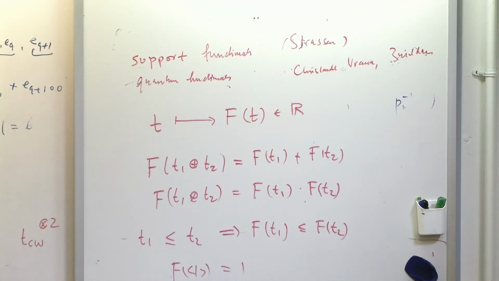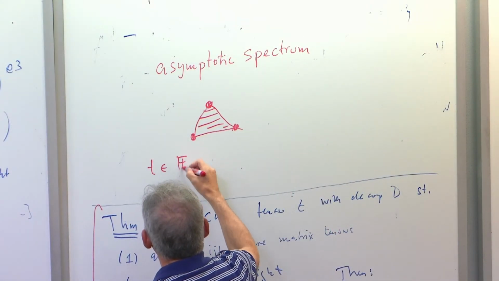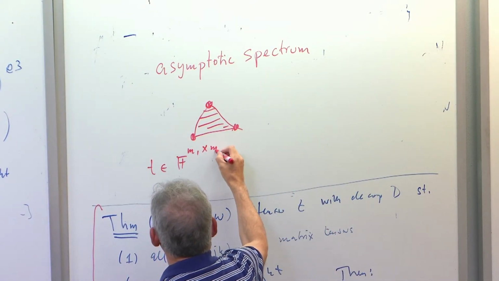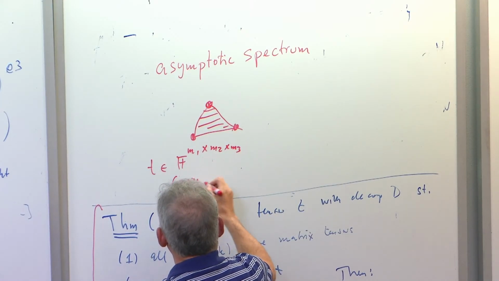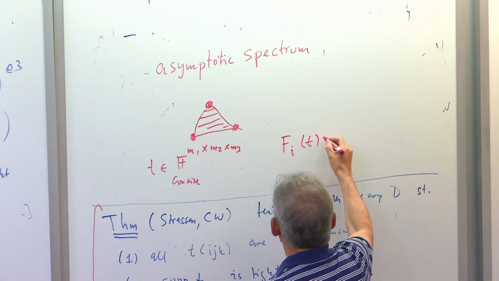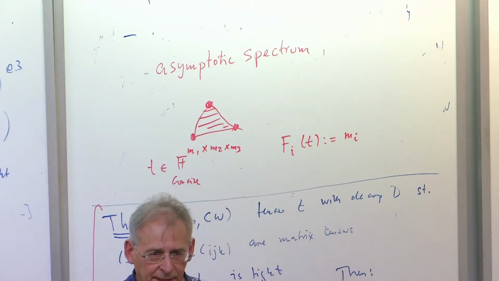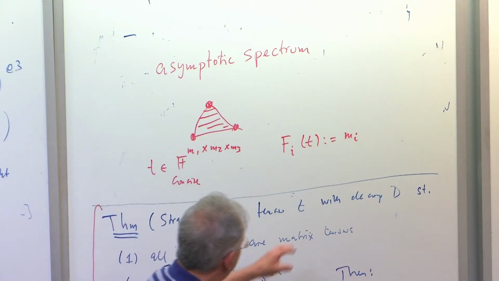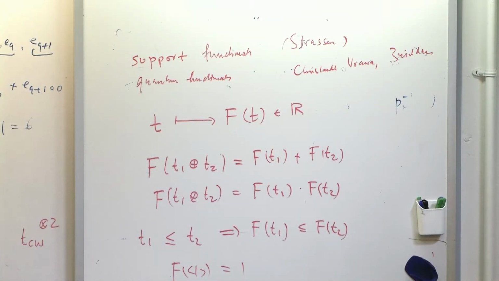If you have a tensor t, let's say in m1 times m2 times m0, and it is concise, then you can define f_i of t as m_i, the dimension. And you immediately check this dimension is additive, multiplicative and monotone. It has all these properties. It's just the 3 side lengths.